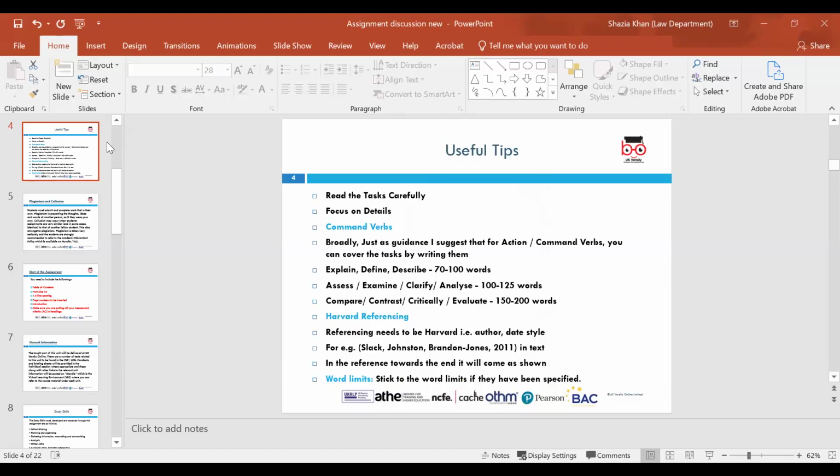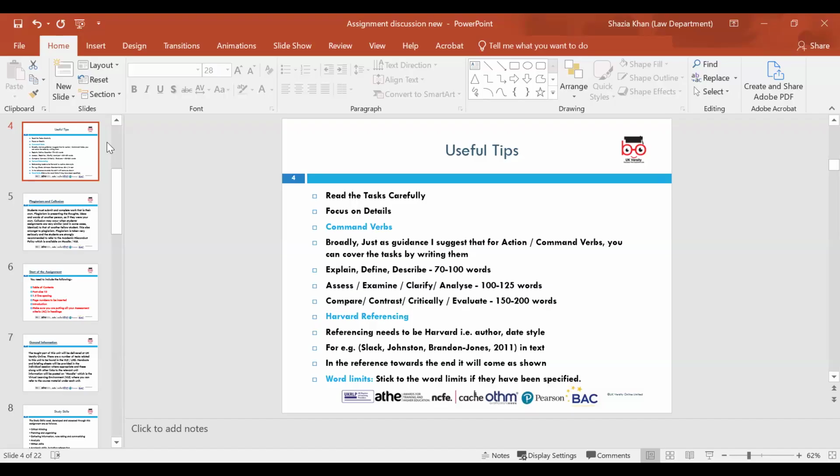Focus on command words. Broadly, just as the guidance I suggest for action, command words, you can cover the tasks, explain, which I mentioned, assess, compare, and the word limits are all there. Again, the use of Harvard system of referencing. Do you all know how to use Harvard system of referencing? No, really. I will show you an app. It's not an app, it's a thing that they put on Google for everyone. You can use Cite Me, you can use Neil's Toolbox, and that will show you how to reference, okay?